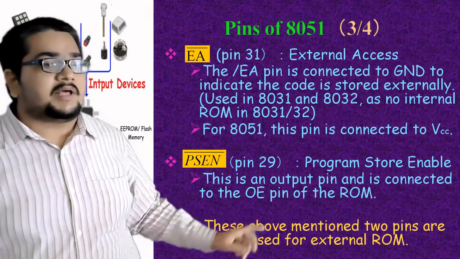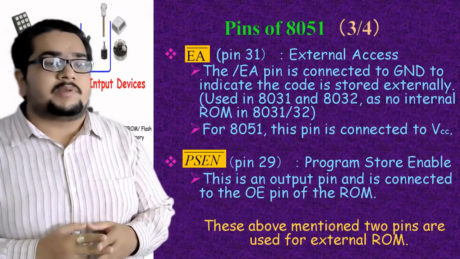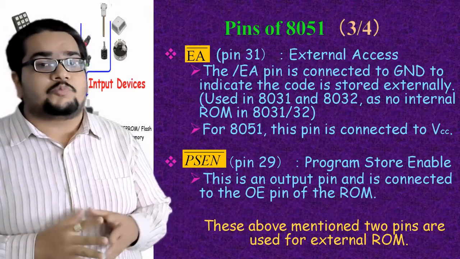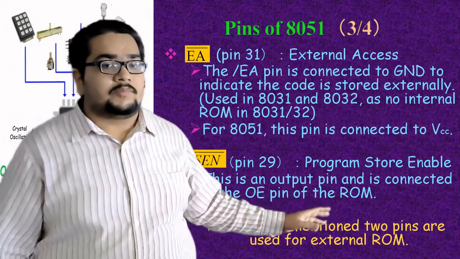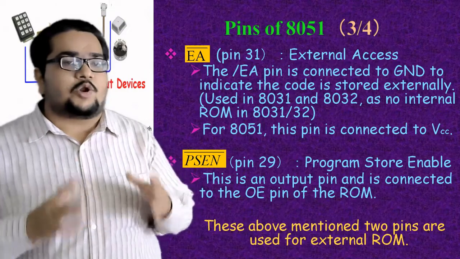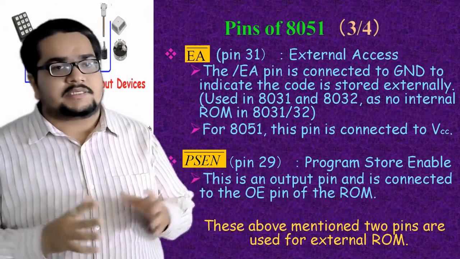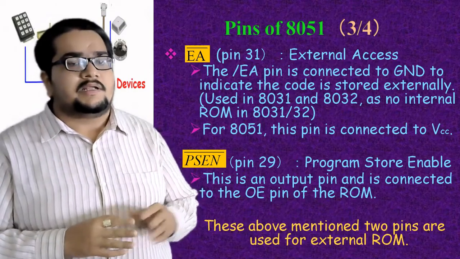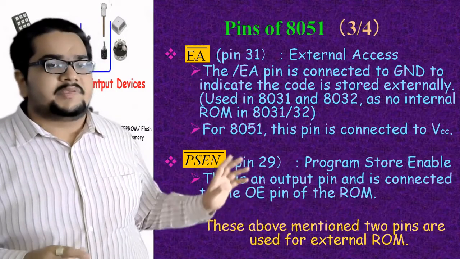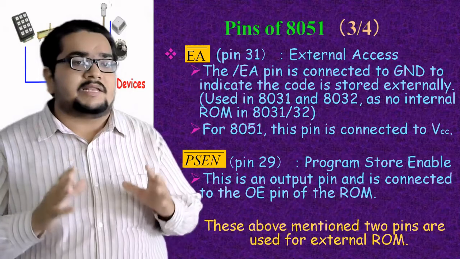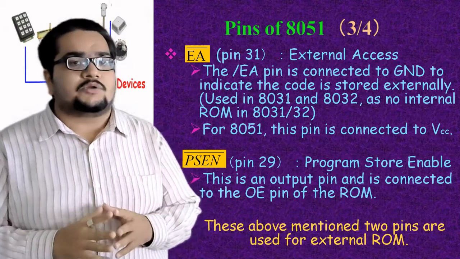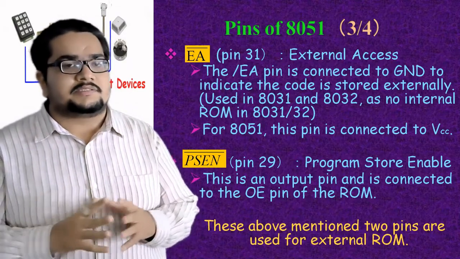PSEN bar, the name suggests that it is a program store enable. This pin is an output pin and it is connected to the OE, output enable of the ROM. Generally, whenever external ROMs are used, that external ROM should be output enabled with the help of this PSEN bar. So basically both this EA and PSEN will be used in the cases where you are having an external ROM IC connected into your 8051 system.